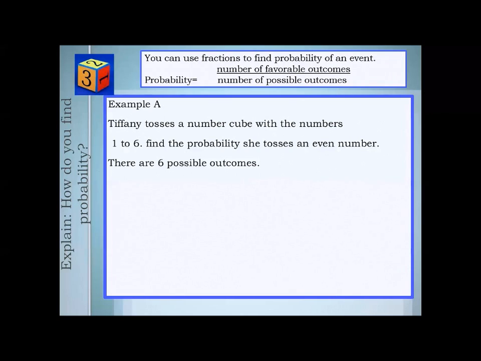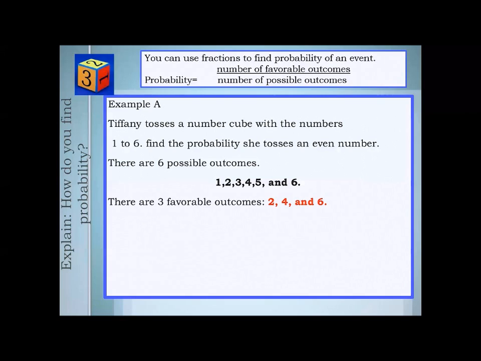Tiffany tosses a number cube with the numbers 1 through 6. So now we have to find the probability that she tosses an even number. Okay, so it's 1 to 6. So we know that there are only 6 possible outcomes. 1, 2, 3, 4, 5, 6. Right?